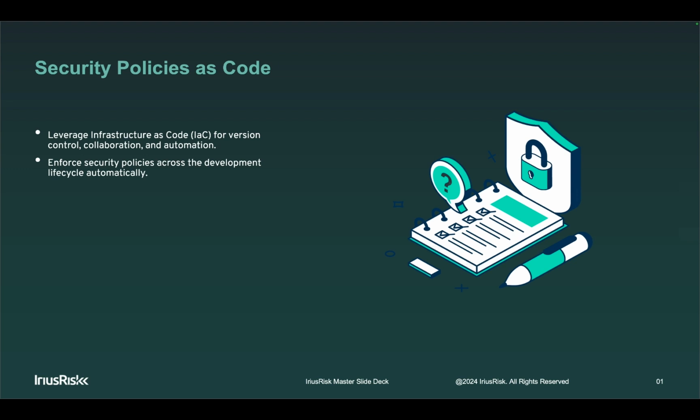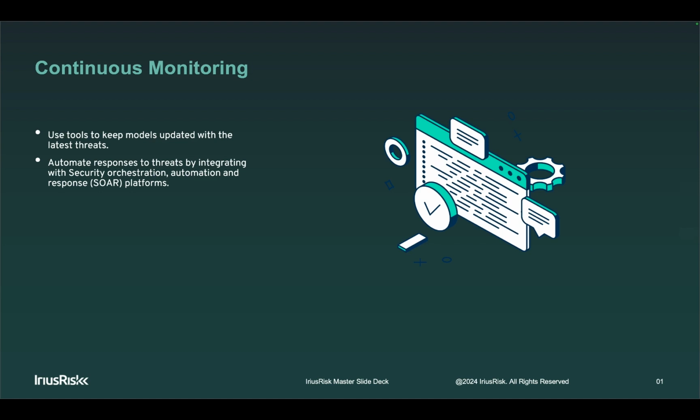Automated threat modeling can significantly streamline security in our development lifecycle. By leveraging infrastructure as code, we gain the advantages of version control, enhanced collaboration, and efficient automation. This approach allows us to enforce security policies consistently and automatically at every stage of development. It ensures that security is an integral part of the development process, protecting our applications from potential vulnerabilities from the start. We can also leverage advanced tools to ensure our threat models are consistently updated with the latest security threats.